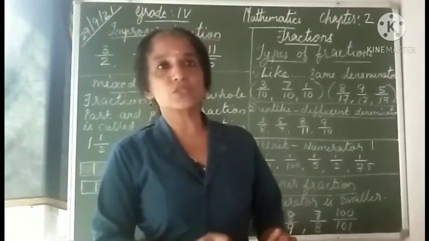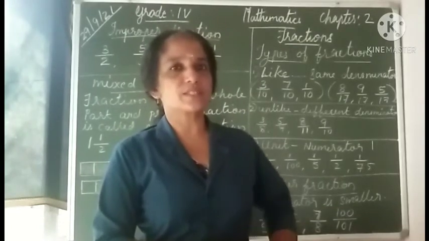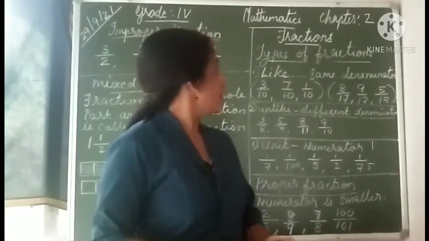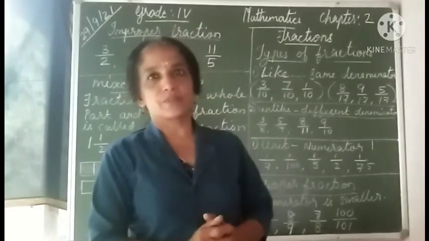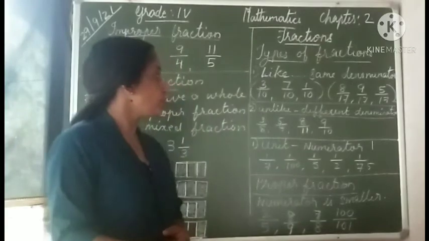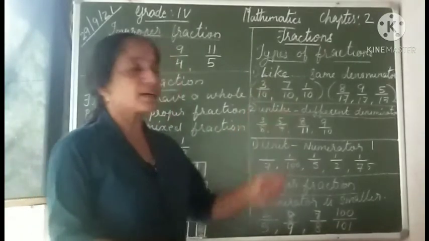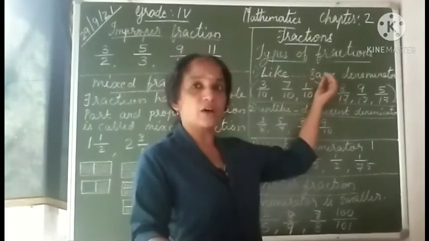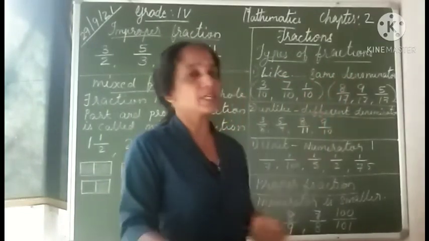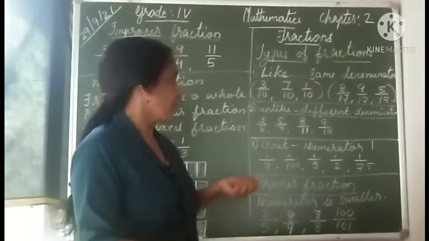Then last day we completed fractions, that is lowest form, equivalent fractions, etc. Today we can discuss the types of fractions. We already studied two types of fractions, like and unlike. What is a like fraction? Fractions that have the same denominator are called like fractions.